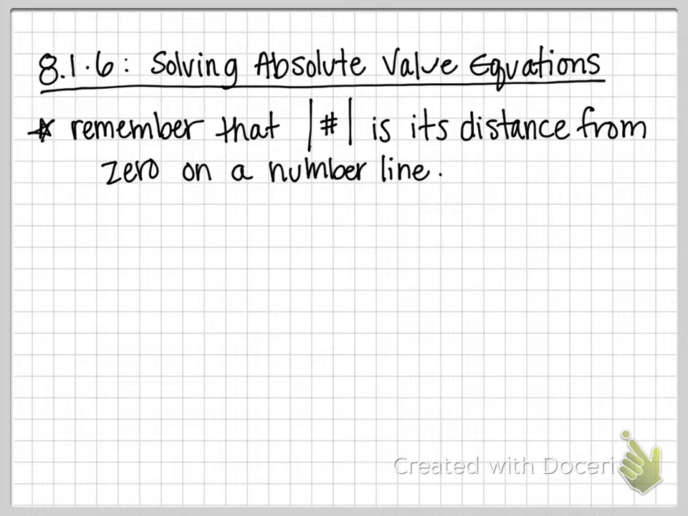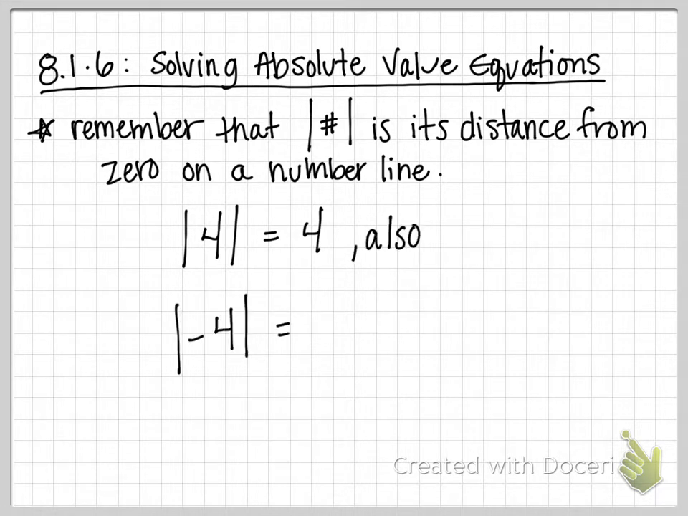So the first part of all this is just remembering what absolute value means, because then it can help us to solve these equations. For example, would you agree that the absolute value of 4 is 4? Yes. Positive 4 inside those absolute value bars is 4 units from 0 on a number line, right? But also, would you agree that the absolute value of -4 is also 4? Yes, because you just said that it all has to be positive.